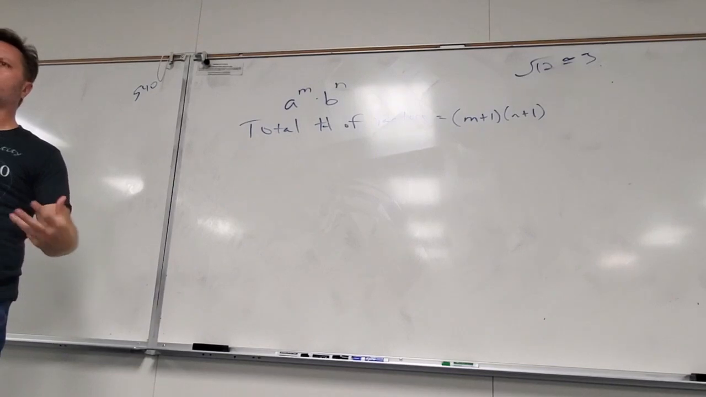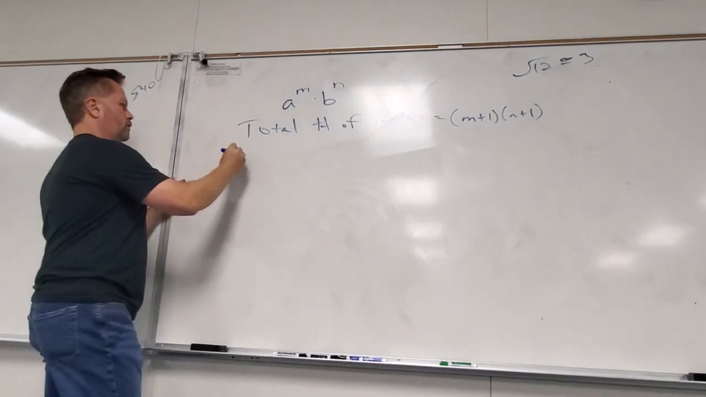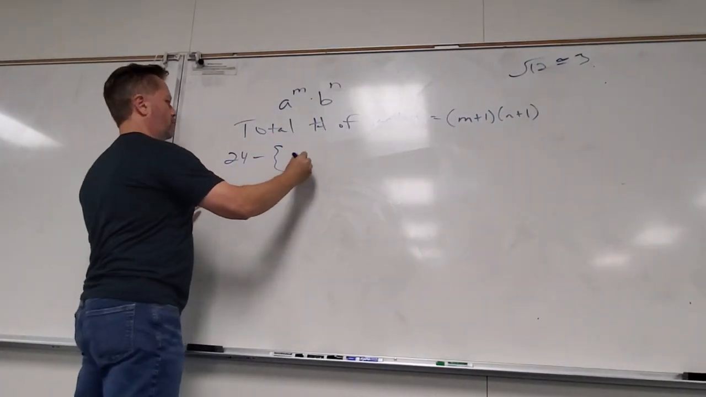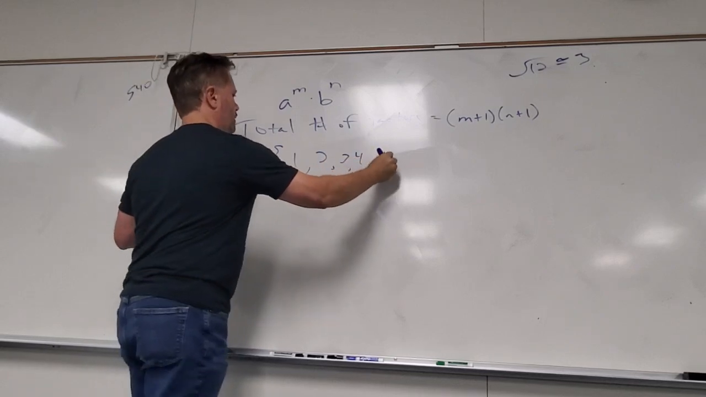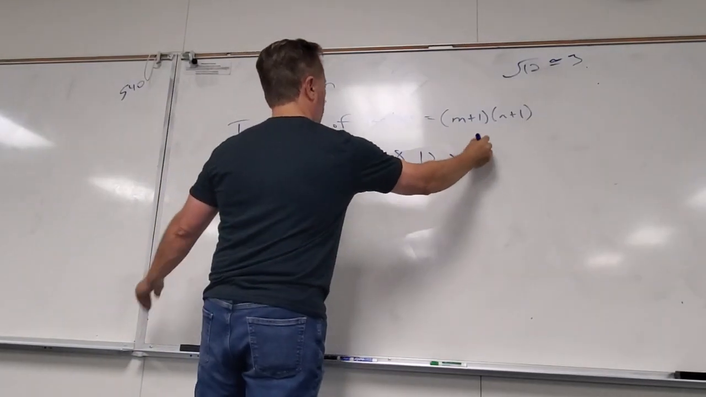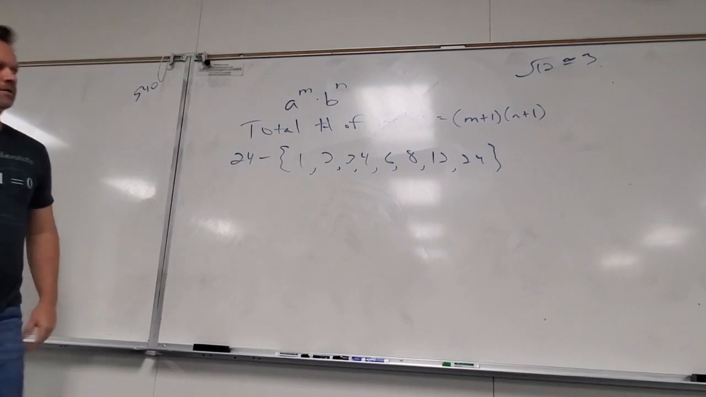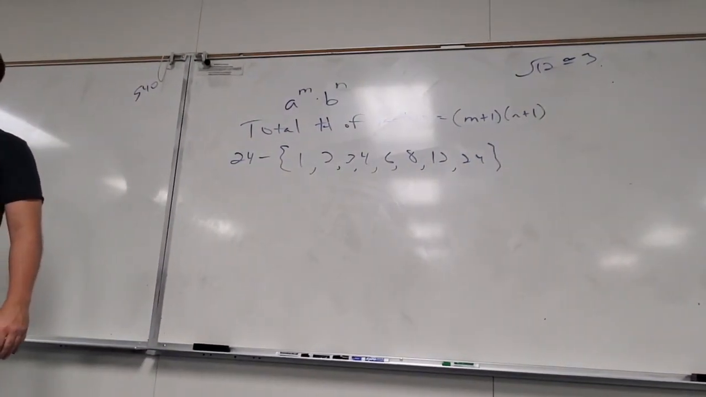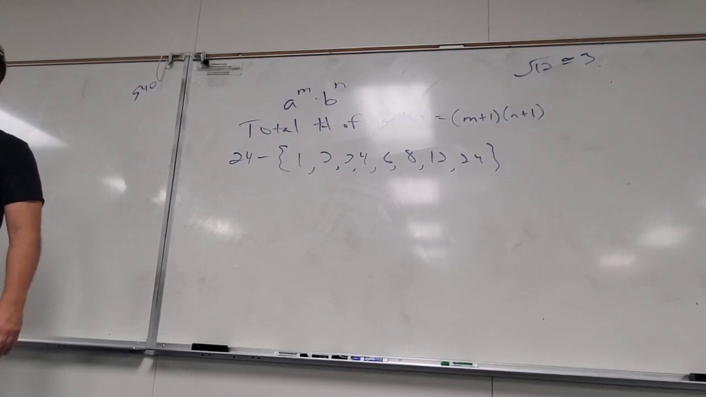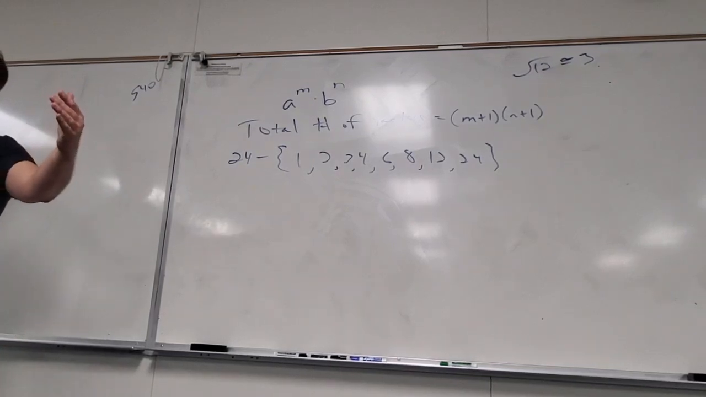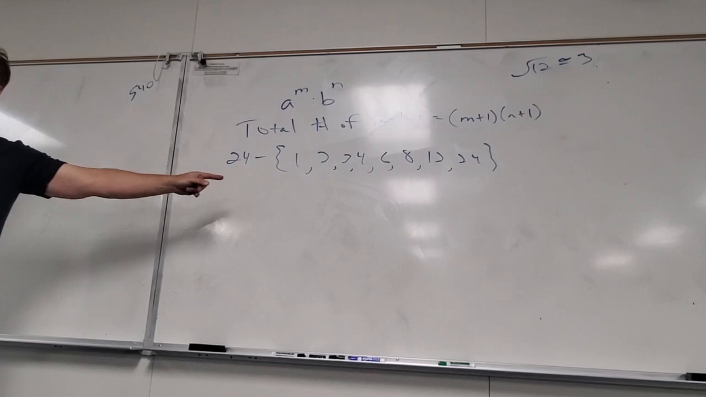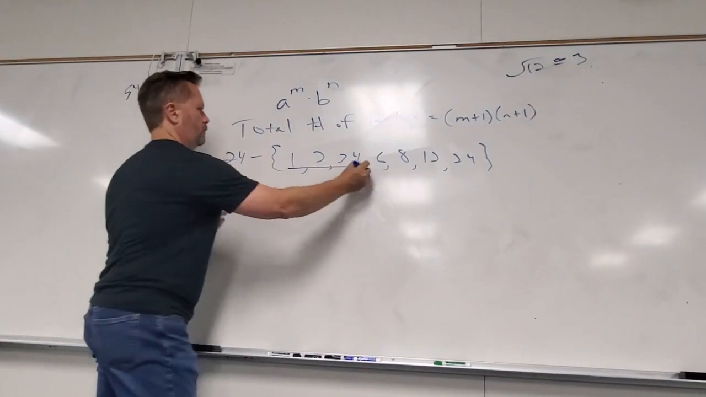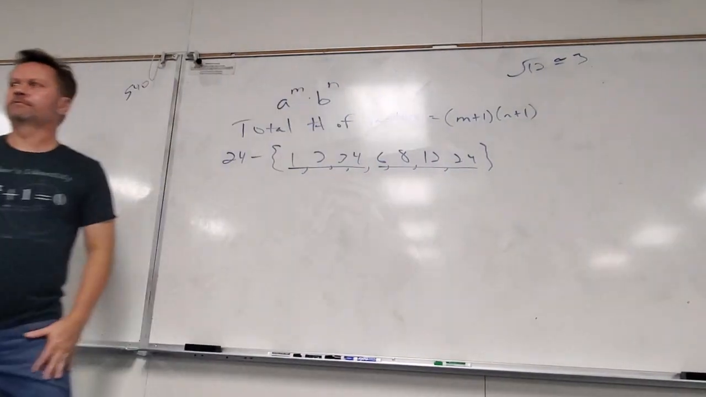All right, let's try a concrete example. Let's do that one we just did, 24. I didn't finish writing out, but 1, 2, 3, 4, 6, 8, 12, 24, right? So how many numbers is that? How many numbers? No, there's 4 and 4, there's 8, right? 8 numbers. 8 factors.